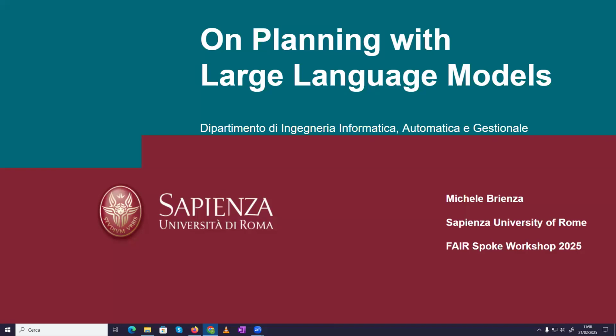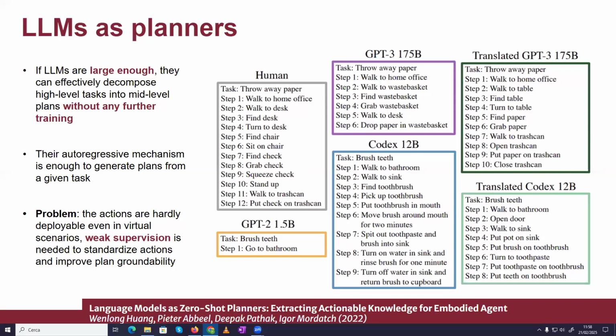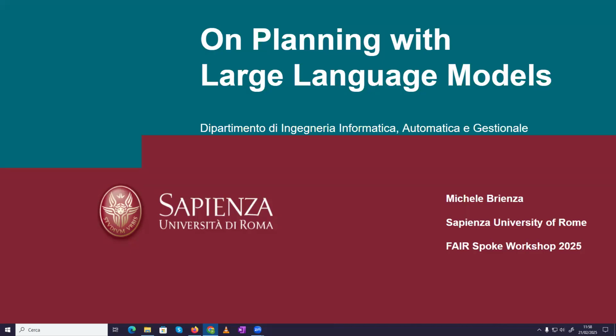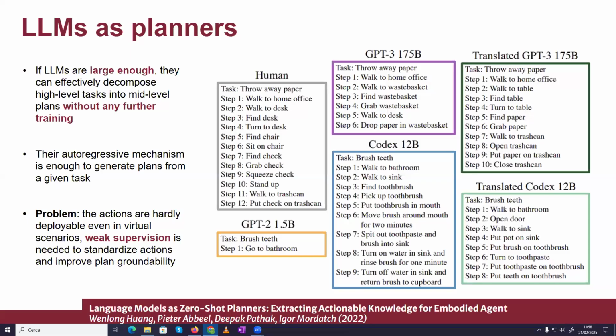Thank you. Hello, everyone. In this talk, I'm talking about planning with large language models, and in particular the work that we've done last year with our research group. It has been demonstrated that if LLMs are large enough, they can be used to decompose a high-level task into a sequence of steps to solve the task. And they do that thanks to common sense knowledge acquired during training, thanks to the large amount of data that they used.